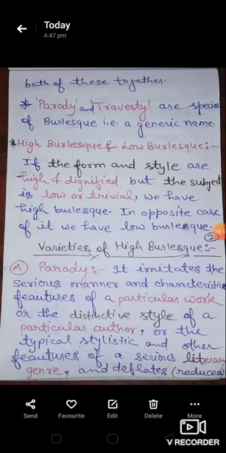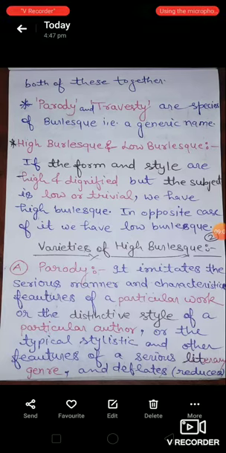That difference we have to understand. Burlesque is a generic name. But when we talk of parody or travesty, they are species of burlesque, means they are the types. Let me tell you very clearly so that there should not be any confusion.